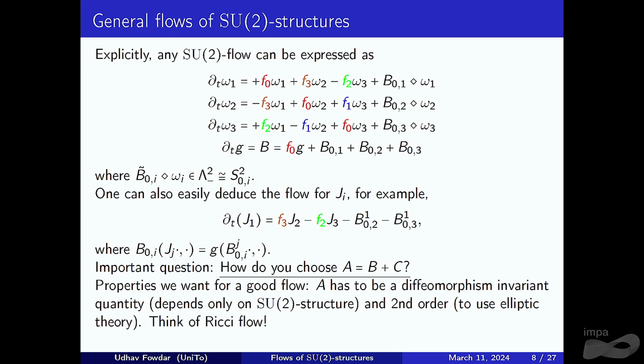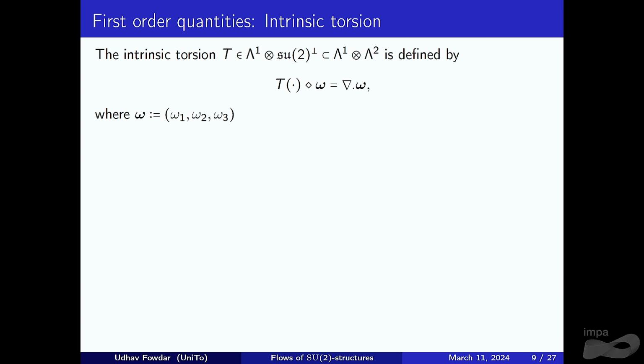Okay, so think of something like Ricci flow, where you evolve the metric by its Ricci curvature. The first question is, we want to go to second order quantities, but let's first look at what the first order quantities are that we have. Well, we only have one first order quantity, that's the intrinsic torsion.